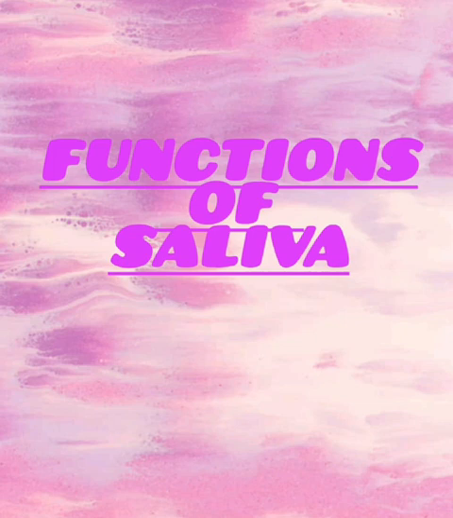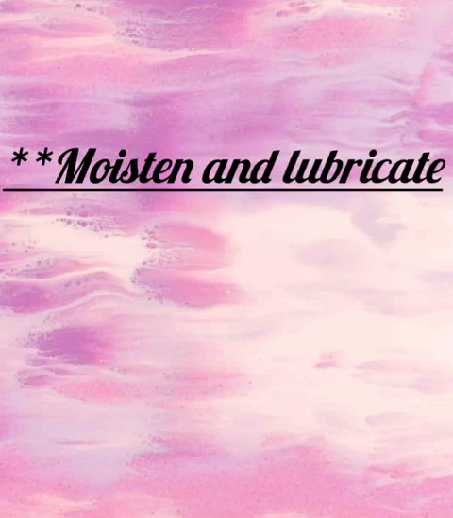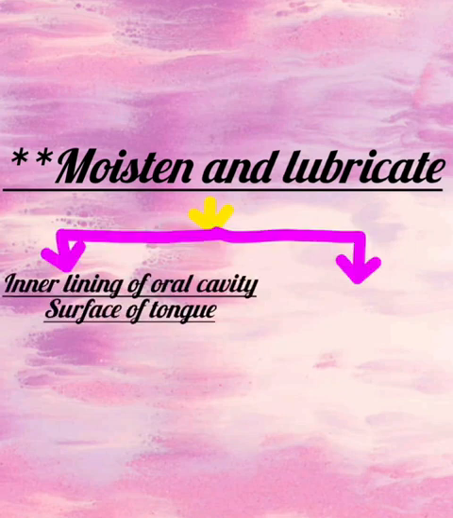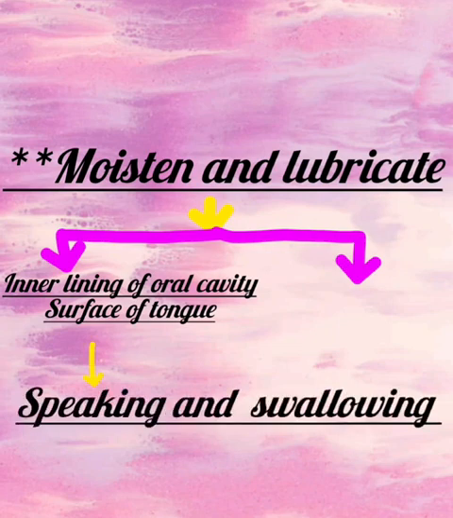The very first and important function of saliva is to moisten and lubricate. So, what does saliva moisten and lubricate? Saliva moistens and lubricates the inner lining of the oral cavity and the surface of the tongue. This helps in speaking and swallowing. Secondly, it also moistens and lubricates the food that we are eating, which again helps in swallowing.